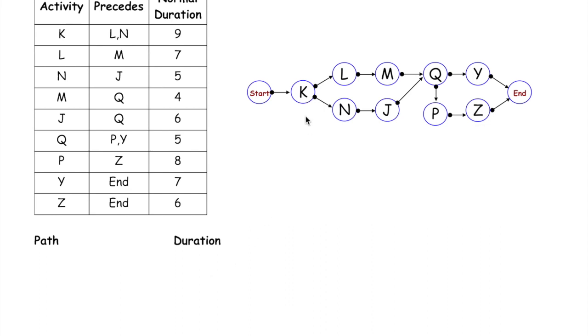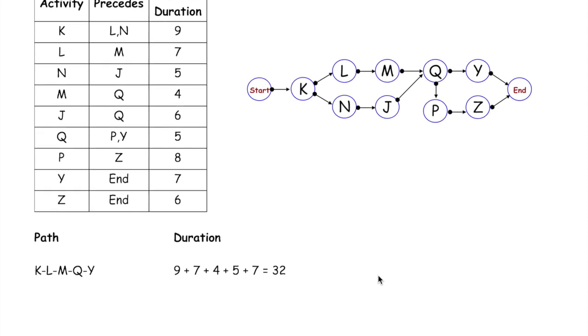One example of a path is K, L, M, Q, Y. So a path is simply a string of letters that is connected from the start node to the end node. And how would you evaluate the duration of this path? Well, simply by adding up the normal durations of each of the activities that make up the path. So if I added up the durations of K, L, M, Q, and Y, I would figure out that the duration of this path is 32.